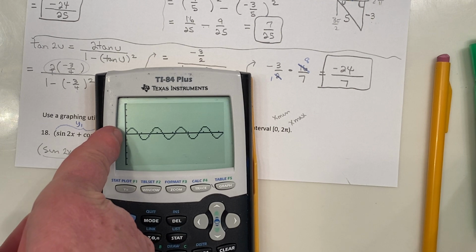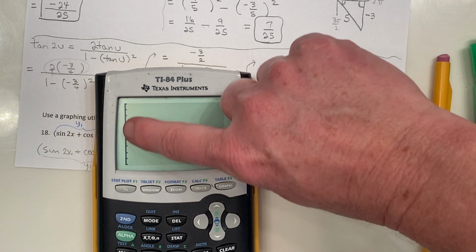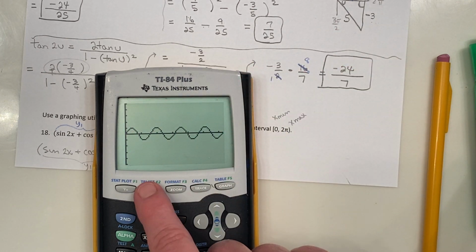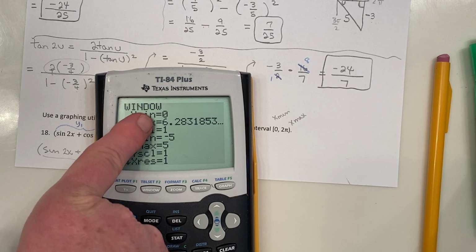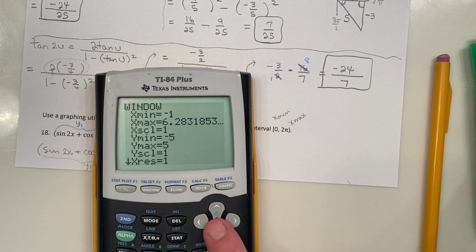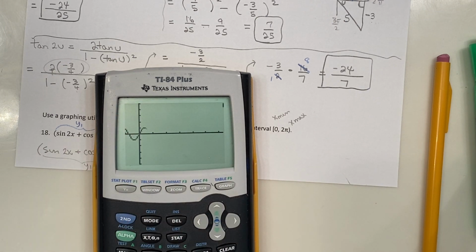I'm not sure if that graph starts at the origin, so what I might want to do is go back and reset my window. I want to see something that's over here to the left of the y-axis. So let's go to the window and just adjust that to maybe -1. If x min is -1, then I can really see the y-axis. There we go. Yeah, I think that's a solution at the origin.